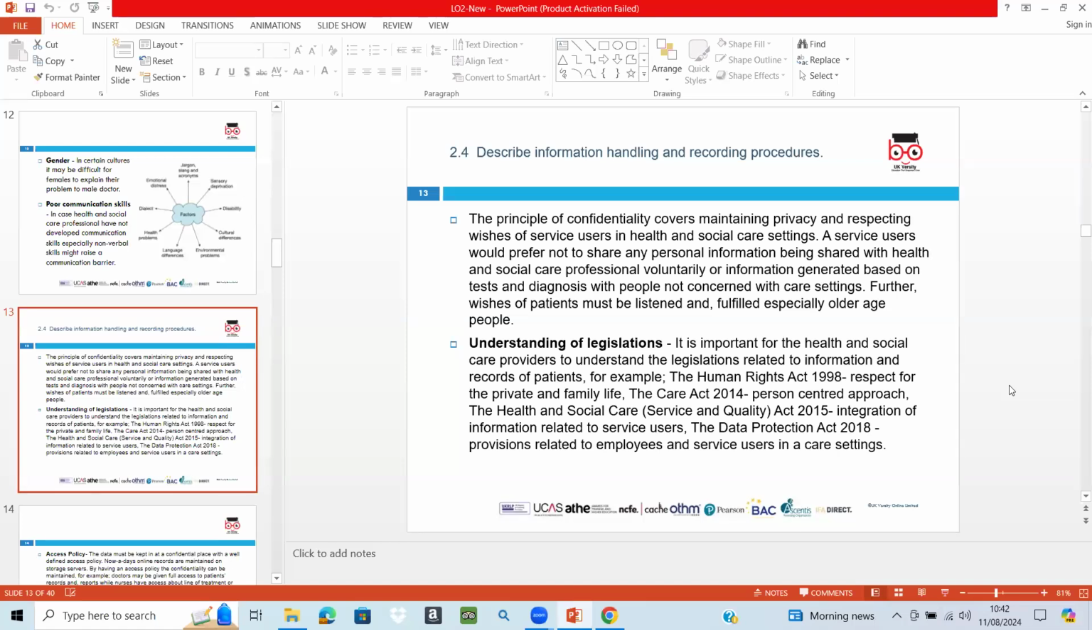Then we have to understand the legislation. It's important for healthcare providers to be familiar with laws that govern patient information, such as the Data Protection Act 2018. So we can say that this act requires that a service user's data be processed lawfully and stored securely, protecting the service user's personal information from unauthorized access.